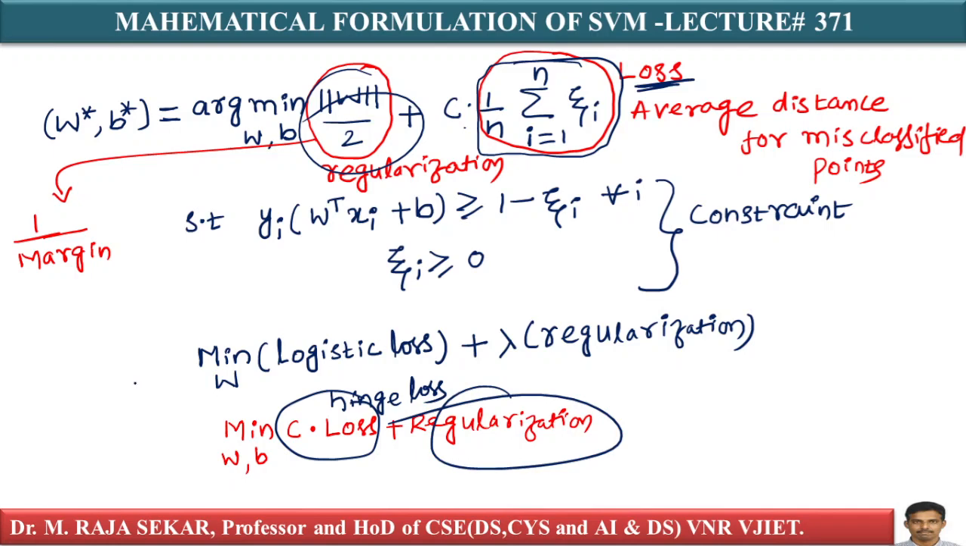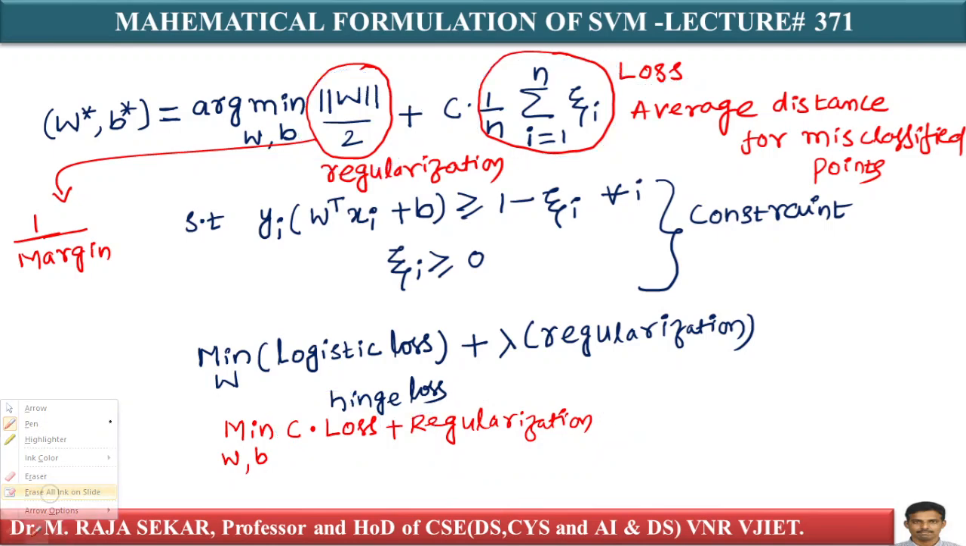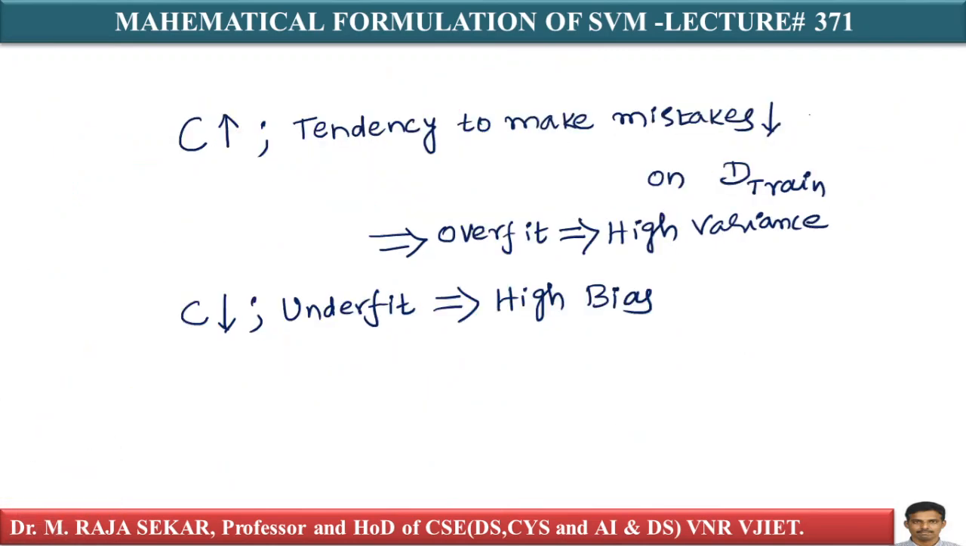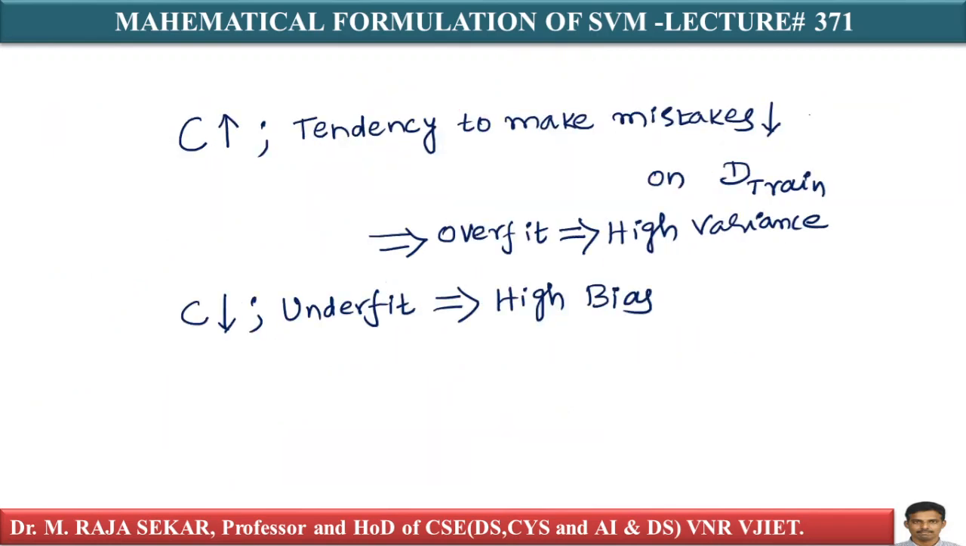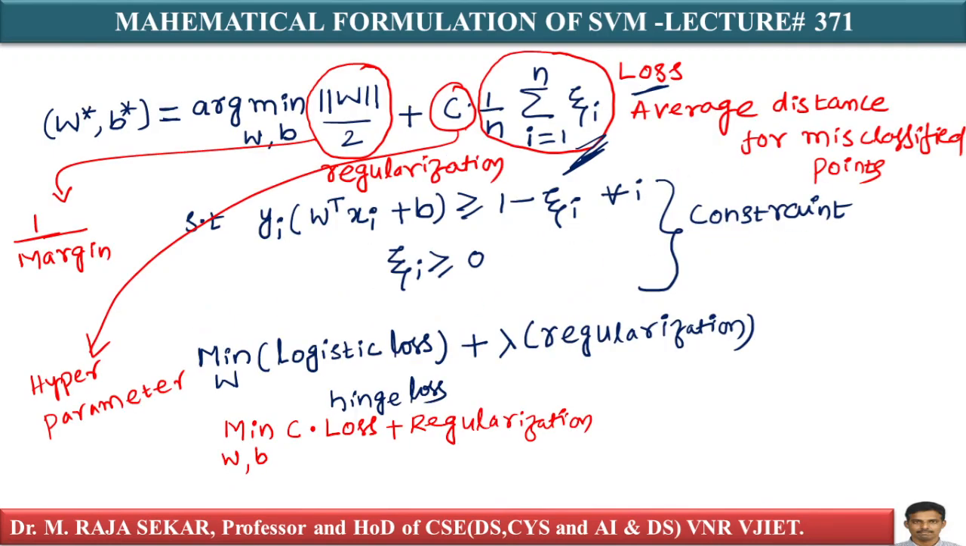Now, let me write this one. C is the hyperparameter, isn't it? W star comma b star equals argmin of W comma b, same term. Now, you can think of sigma 1 by n into sigma i equal to 1 to n ji as loss. You can think of this particular term as loss, isn't it? We want to minimize this. You have to minimize the loss. We want to minimize the number of misclassified points, isn't it?